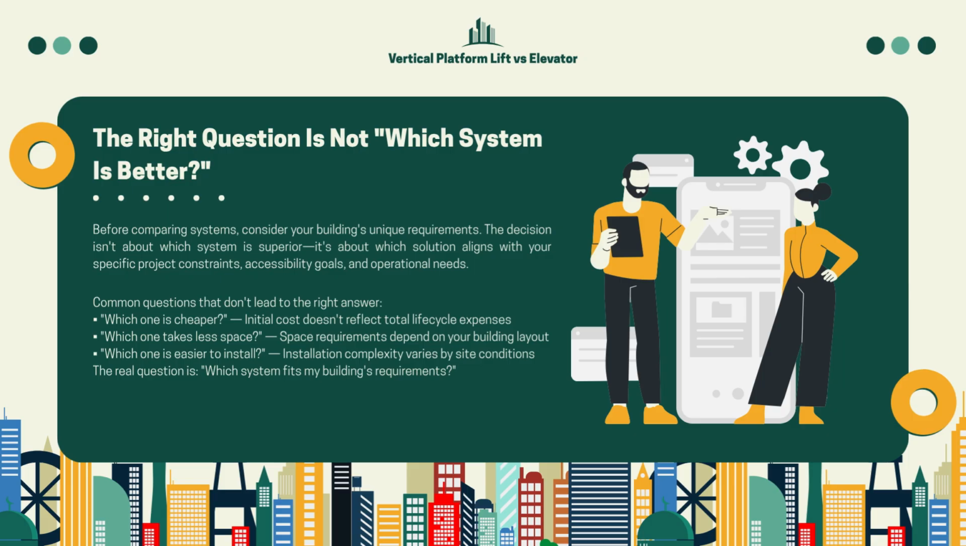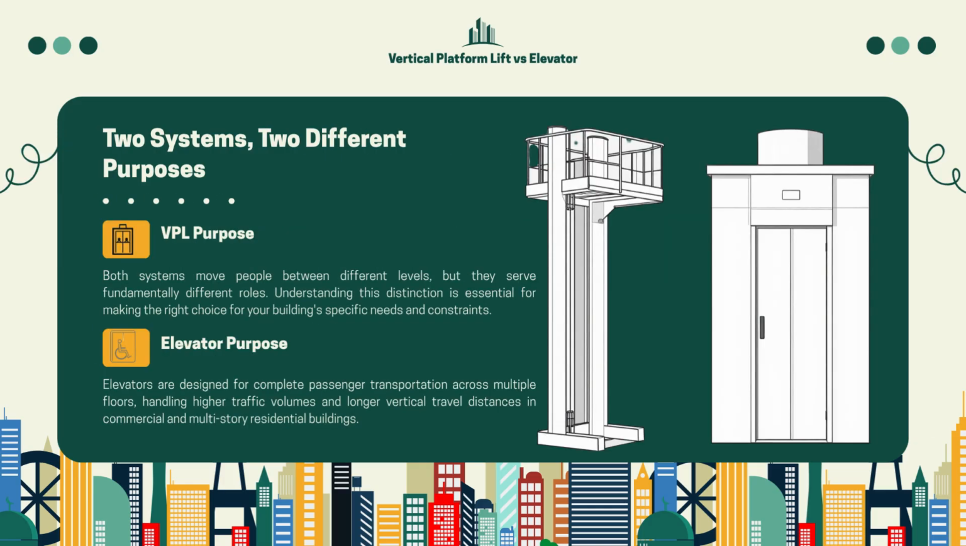This is where the difference between a vertical platform lift and an elevator becomes important. Although both systems can move people between levels, they are designed for completely different purposes. A vertical platform lift focuses on accessibility. An elevator focuses on passenger transportation. So the right question is not, which one is better? The right question is, which solution fits the building?